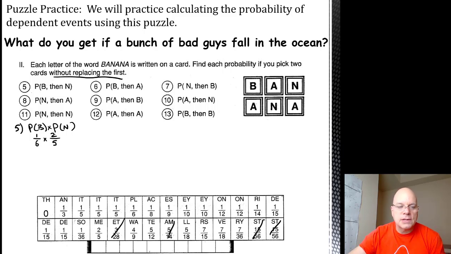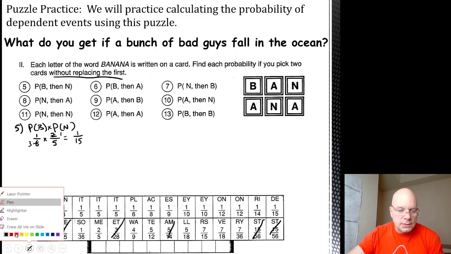The 2 and the 6 have a common factor of 2. So that becomes a 1 and that becomes a 3. And I get a probability of 1/15. 1/15 is here and here and here. There's 3 of them. I'm going to cross out this one.